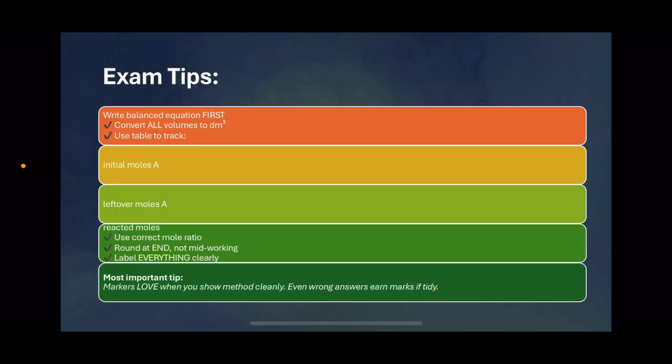Exam tips. This is full marks time. Write the equations first. Convert the volumes. Use a table for the moles because it makes you look organized. And only round at the end, because rounding early can affect your results.